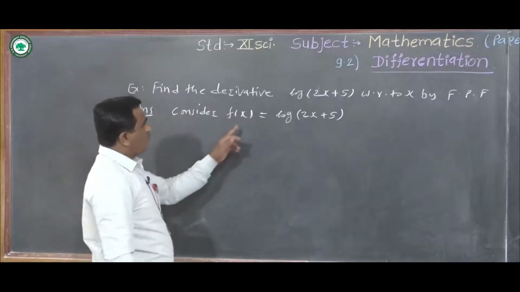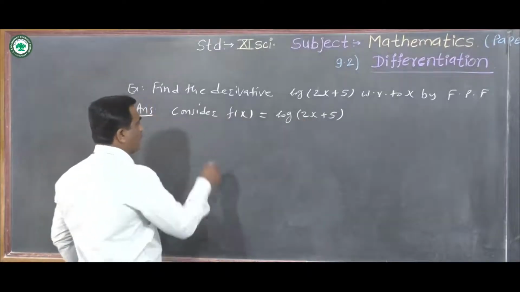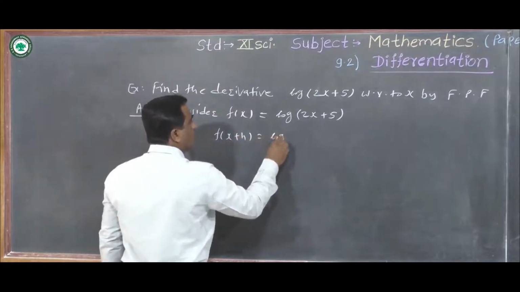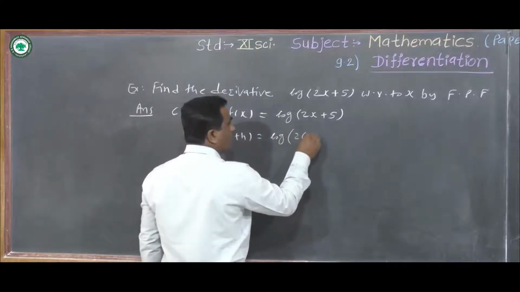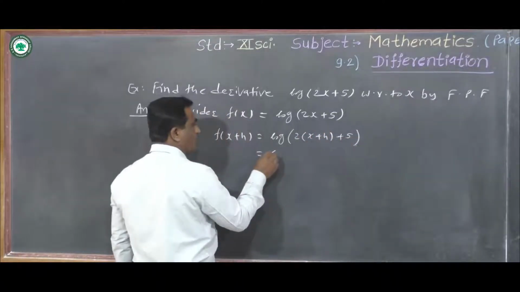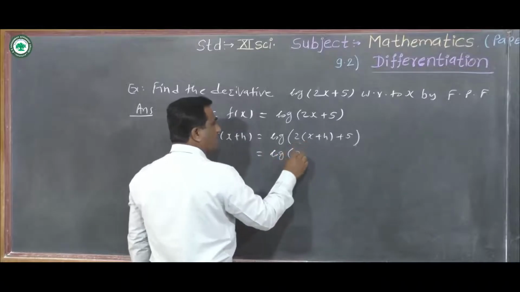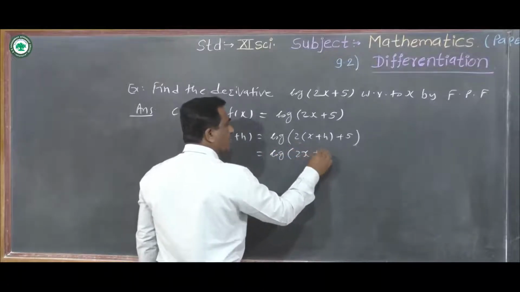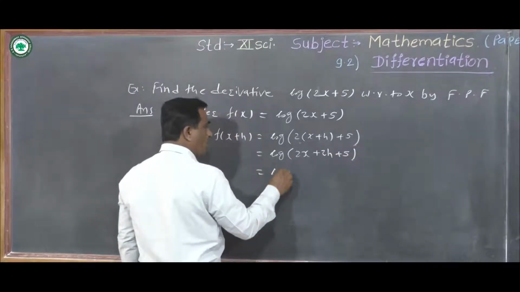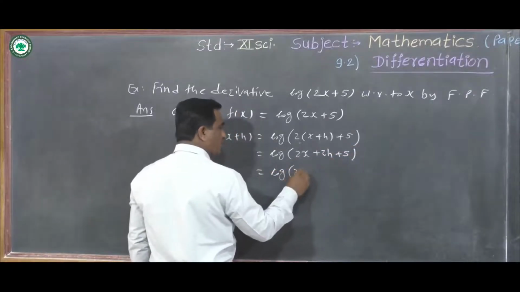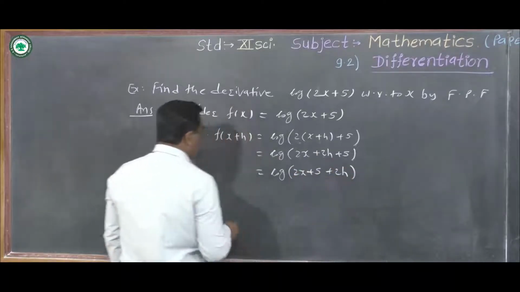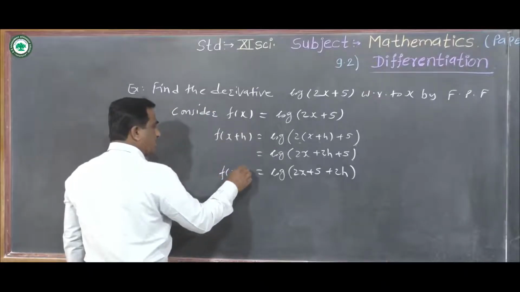Now put here x equal to x plus h, then we get f of x plus h. f of x plus h is equal to log of 2 into x plus h plus 5, that is equal to log of, taking the product here, 2x plus 2h plus 5. That is, we can write here log of 2x plus 5 first, plus this 2h. This is the value of f of x plus h.